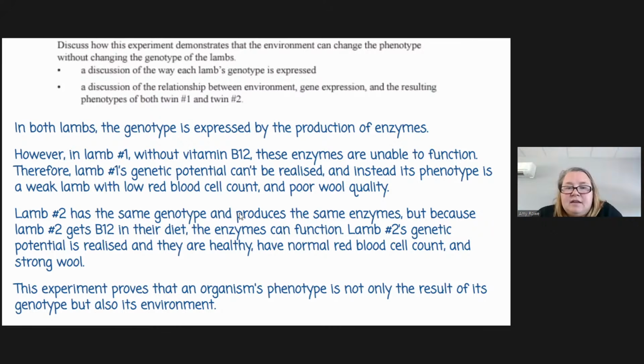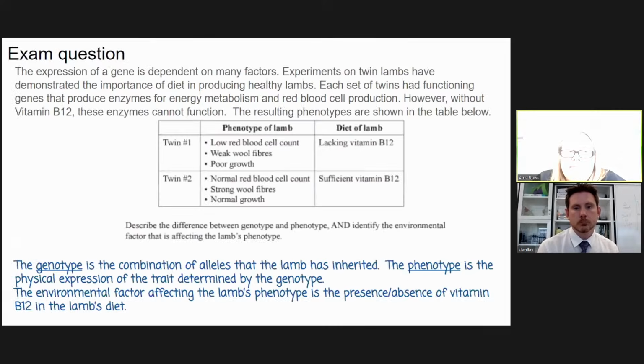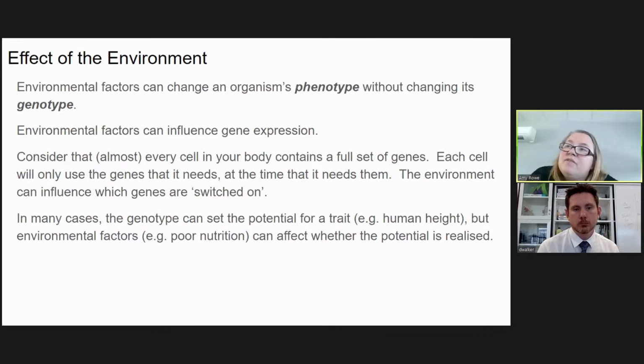And that is the end of the slides, I believe. From what I can gather from looking at a number of years of exam papers, there is not always a question on the effects of the environment. But some tips for answering it would be to first address the bullet points, make sure you're able to identify what the environmental factor is that is affecting the phenotype, identify how genotype is contributing, and how the phenotype has changed as a result of the environmental factor.